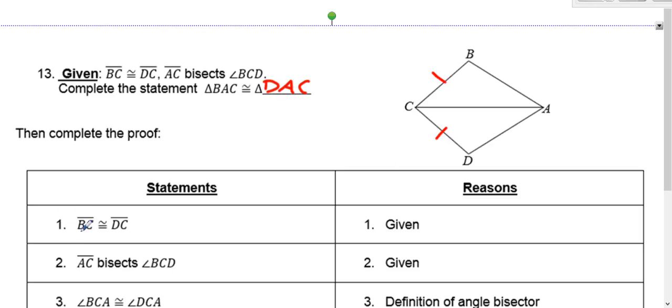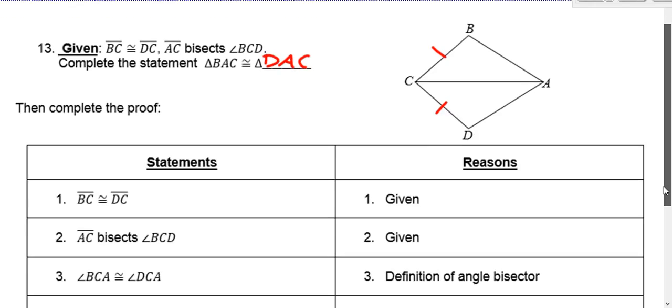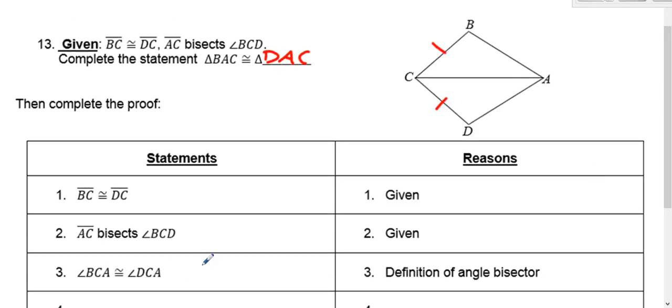So now we'll complete the proof. BC was congruent to DC, that was given. AC bisects angle BCD, that was given. BCA is congruent to DCA. That's the definition of an angle bisector. It cuts the angle in half.